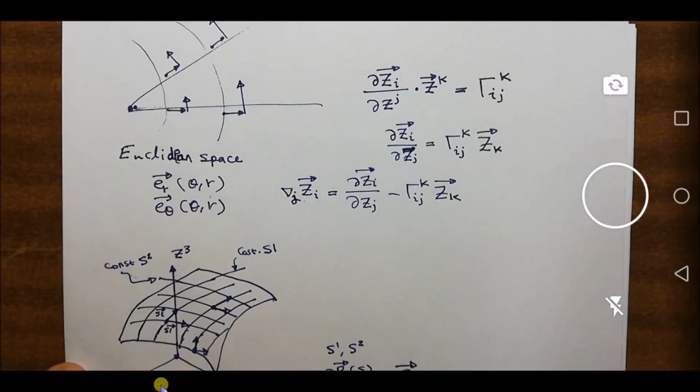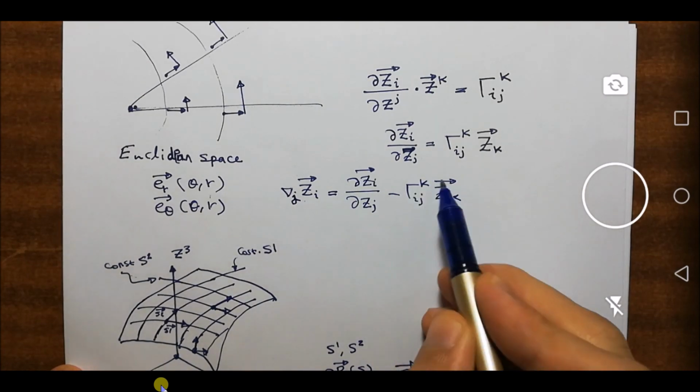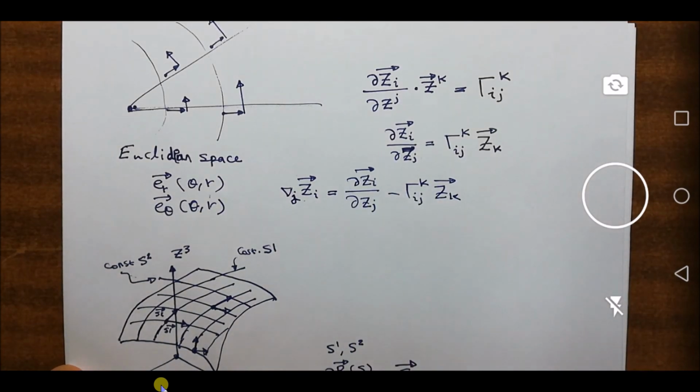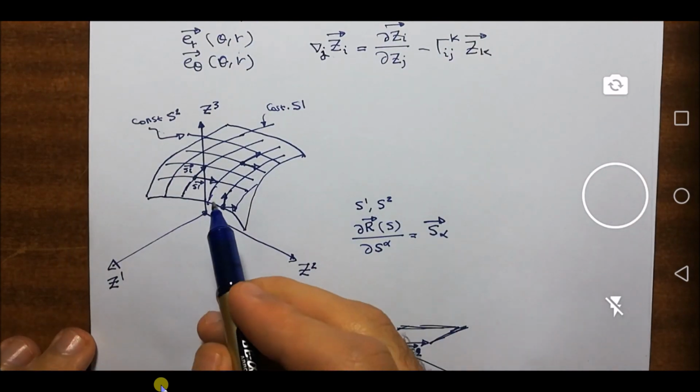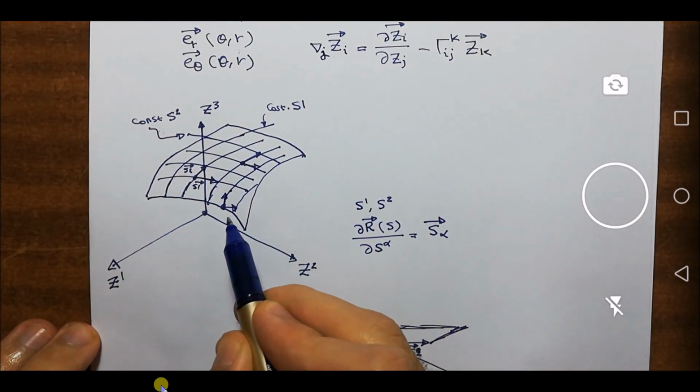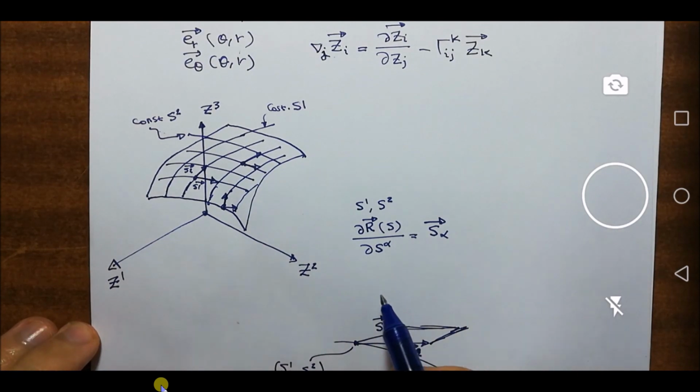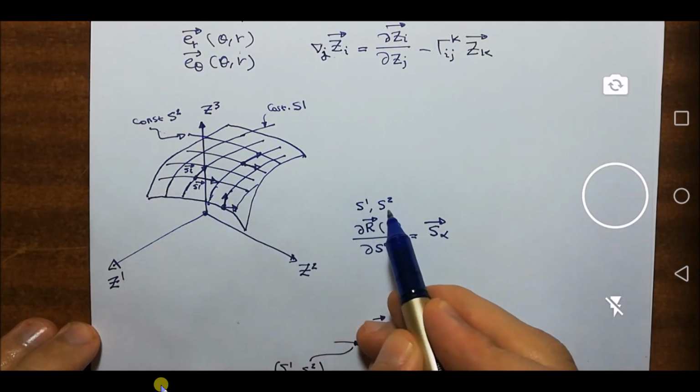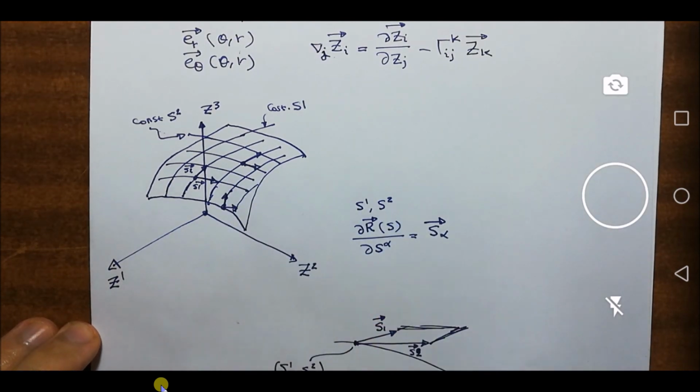Okay, now the question is, how can this term be different from this term? Well, that's what we're going to answer when we examine this problem. Now, I'm pretty confident that you still remember this surface. It was parameterized by S1 and S2, and let's just make sure that we are on the same page.